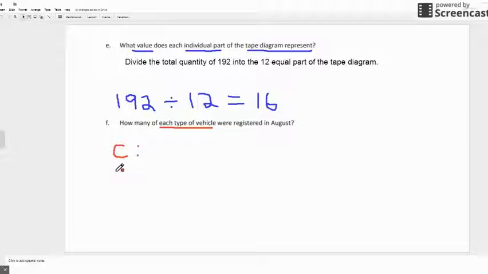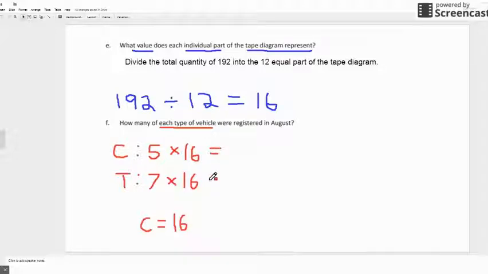We had the cars. We had trucks. They gave us a... because this is what makes it equivalent. We're multiplying both of these by the same number.